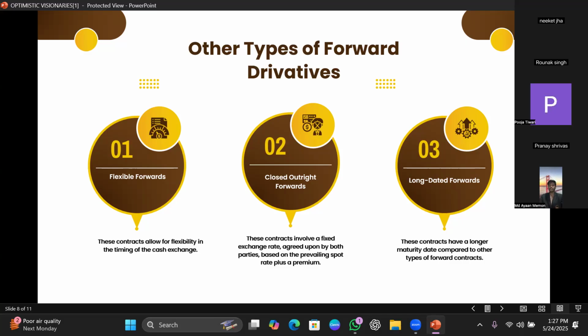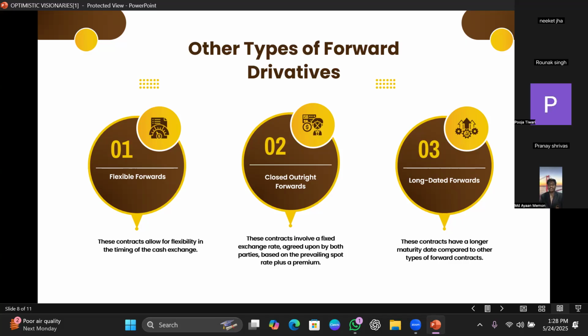The second one is closed outright forwards. This is a fixed deal where both sides agree upon the exchange rate and date now. For instance, a company knows it must pay a supplier $100,000 in 3 months and locks the rate today to avoid surprises. The third one is long dated forwards.